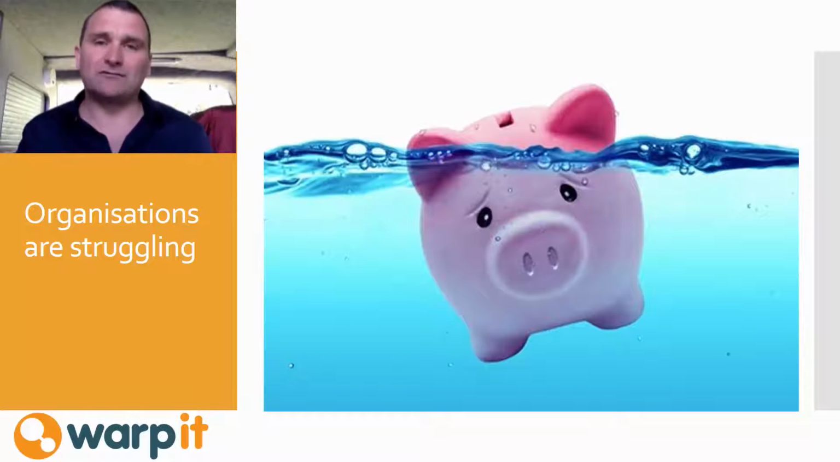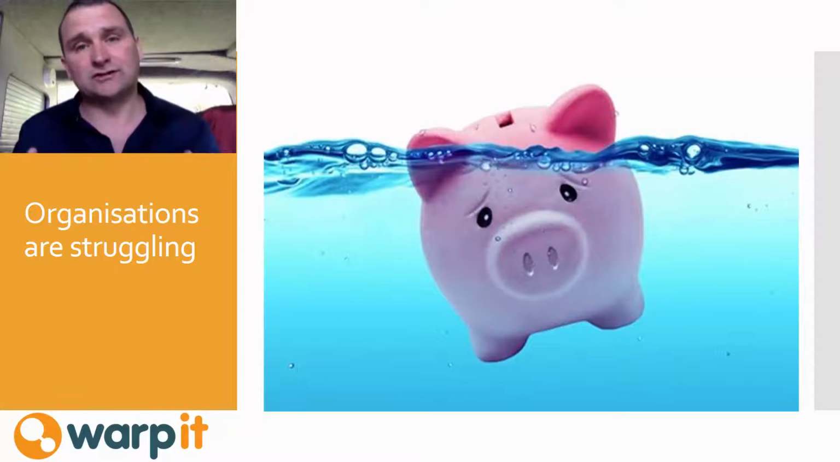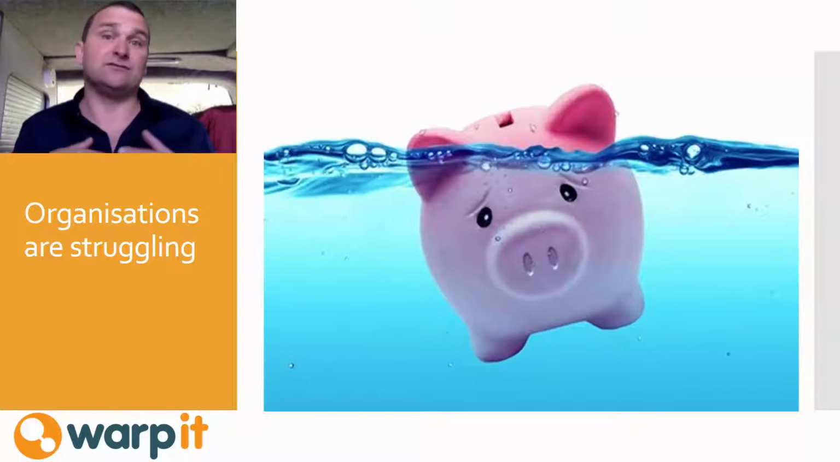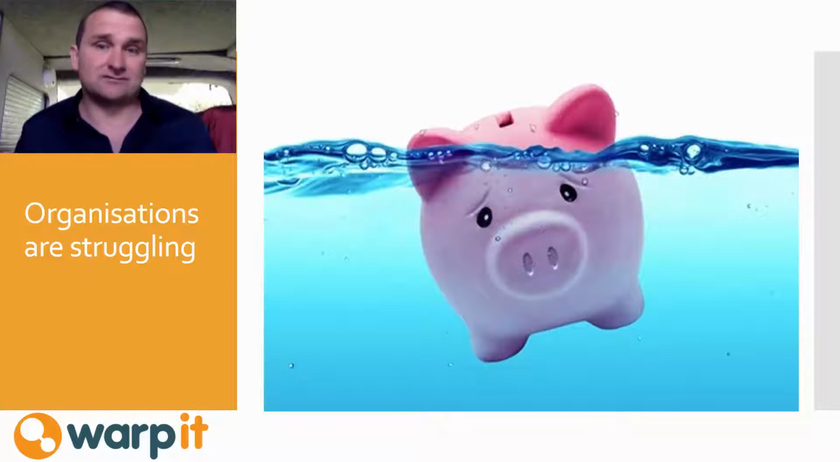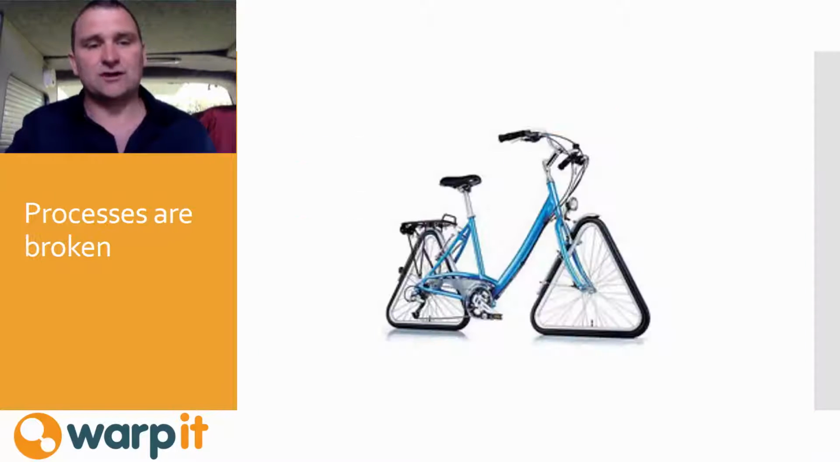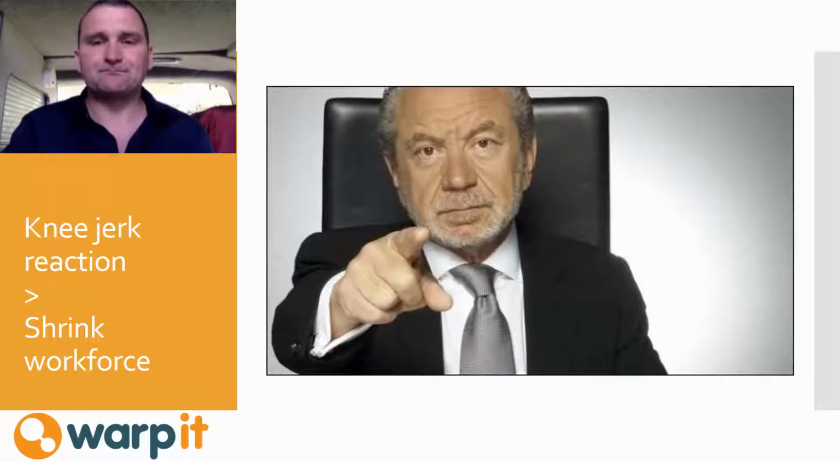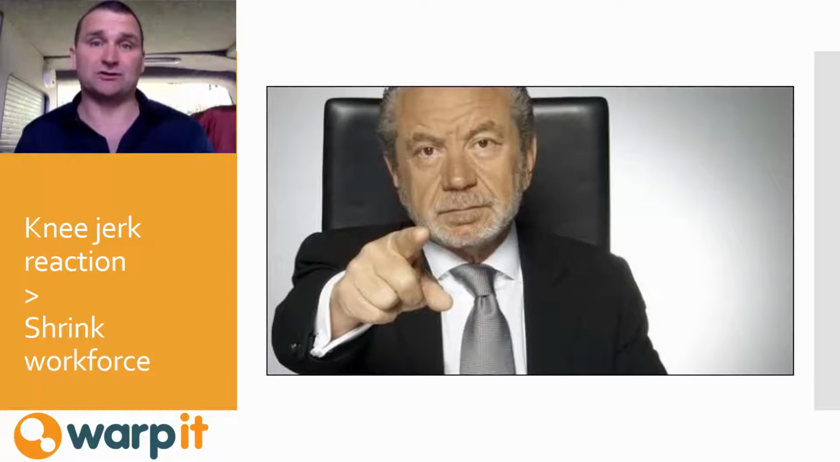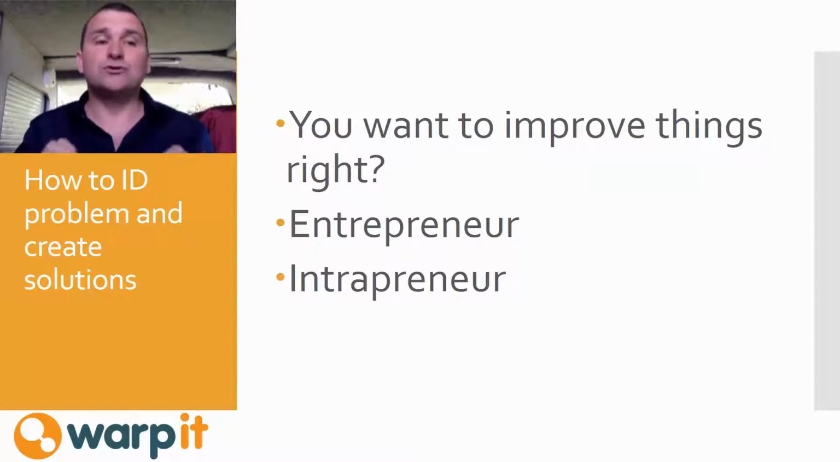What I'm going to talk about for the next 10 minutes is how organizations are struggling. There's a recession, or nearly a recession, going on almost constantly for the last 10 years. So organizations are struggling, and processes within those organizations are broken. There's lots of duplication, lots of waste of time, and the response from organizations generally is to shrink the workforce. You know, sack people. But my argument is you don't need to sack people, you just need to improve the processes.